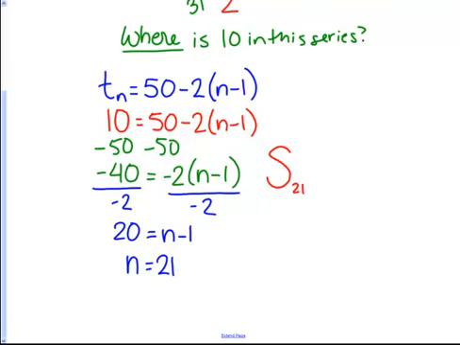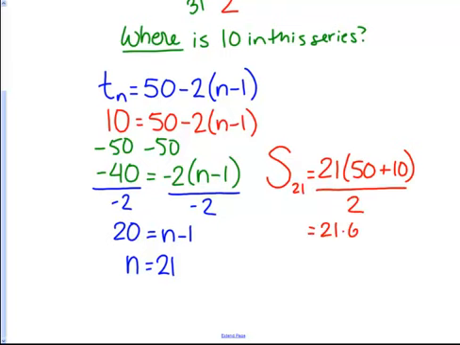So the sum of the first 21 terms is equal to 21 times the first term plus the last term, all divided by 2. And now it's just a matter of simplifying. 21 times 60 divided by 2, which is the same as 21 times 30, which is 630.